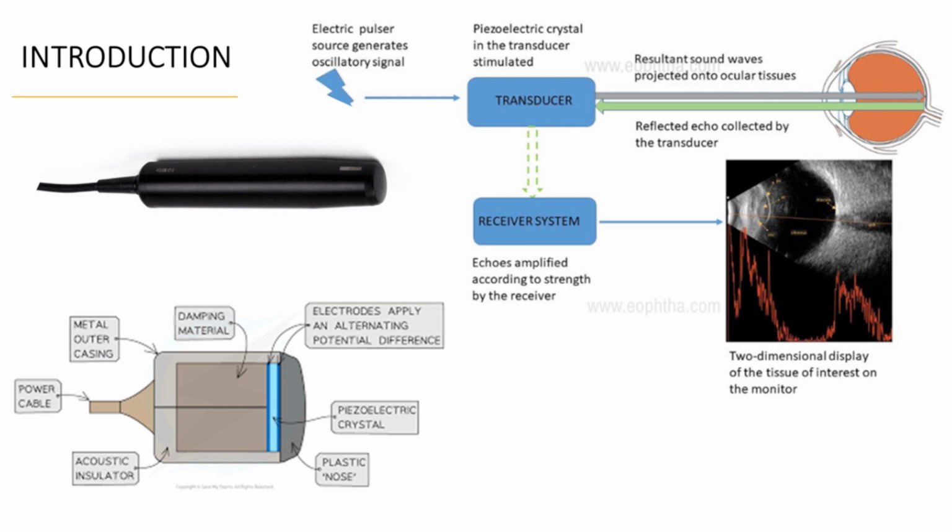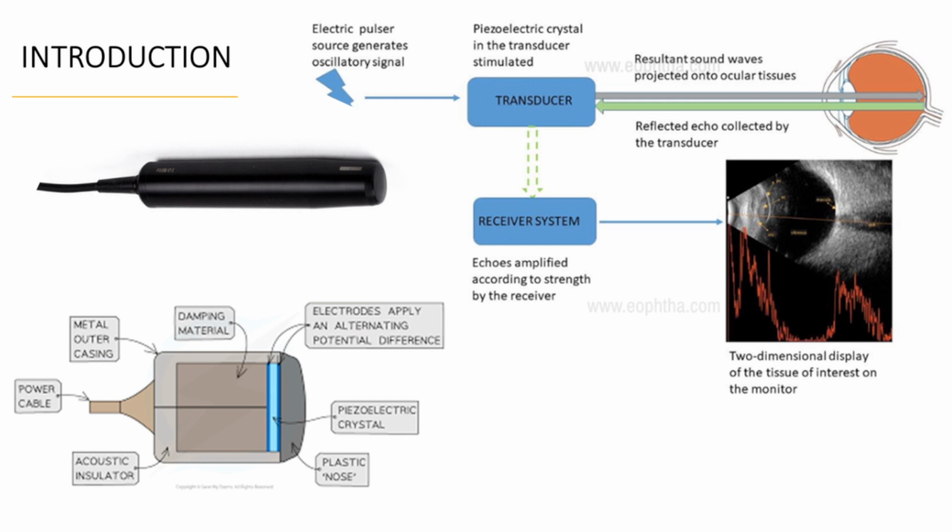To start with the introduction to the topic, as we all know, ultrasounds are acoustic longitudinal waves consisting of oscillating particles with frequency more than 20 kilohertz, that is, beyond the audible spectrum. In ocular ultrasound, we use around 8 to 12 megahertz of high frequency ultrasound. Since the frequency is high, tissue penetration is low, but the resolution is higher.